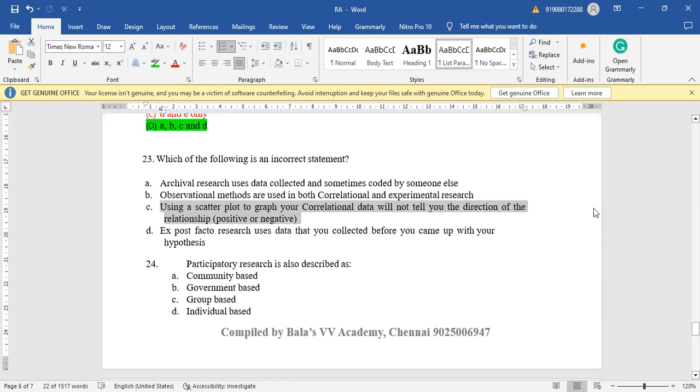Because correlation data will tell you how two variables are moving, whether they have a positive relationship or a negative relationship or a neutral relationship. But it is telling that correlation data will not tell you the direction of relationship. That's why it is wrong. But why you people mistook option D, I don't know. Ex post facto research uses data that you collected before you came up with your hypothesis.